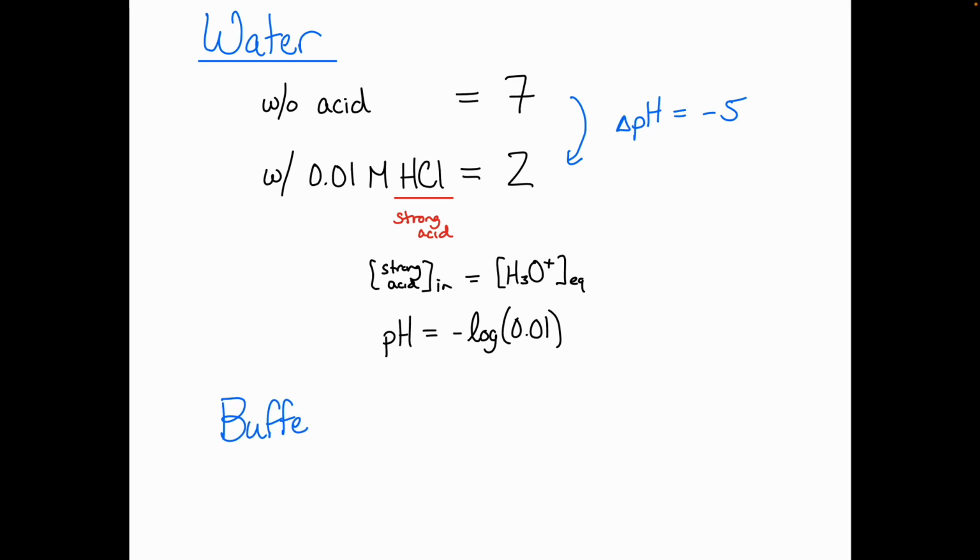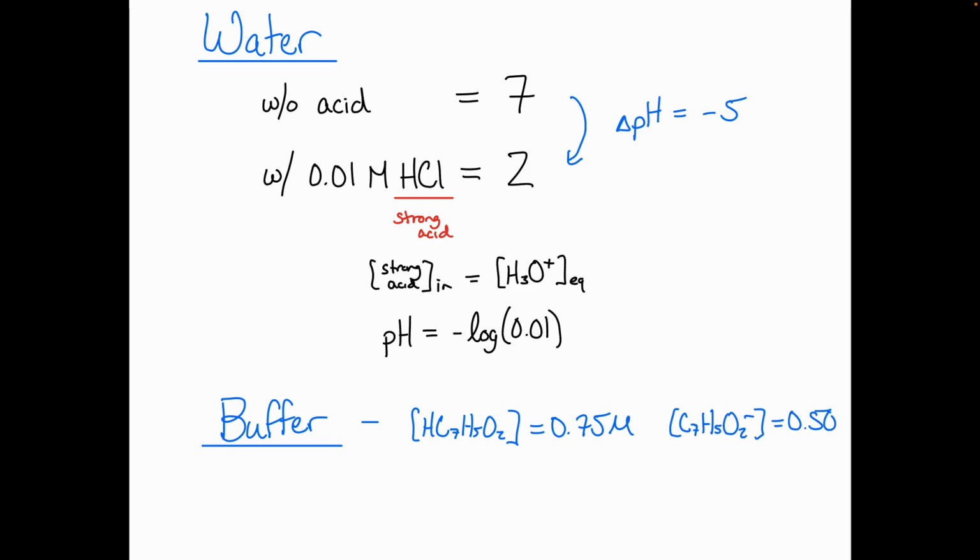All right, but now we're going to do the same thing, but with our buffer solution here. Our buffer solution, we're just going to stick with the same buffer solution as our example here. This is our buffer that has a concentration of our weak acid, benzoic acid, equal to 0.75 molar, and our concentration of that conjugate base equal to 0.5 molar.